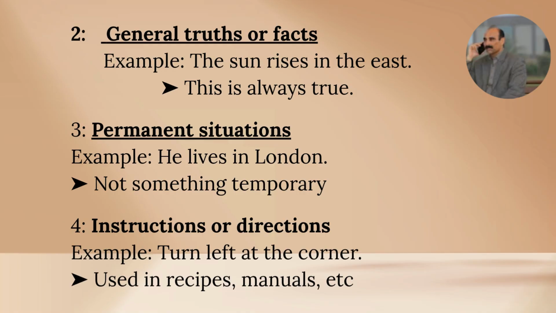We also use the simple present tense for permanent situations. For example, he lives in London. Now, this is a permanent situation. This is not something temporary. So, we will use simple present tense.